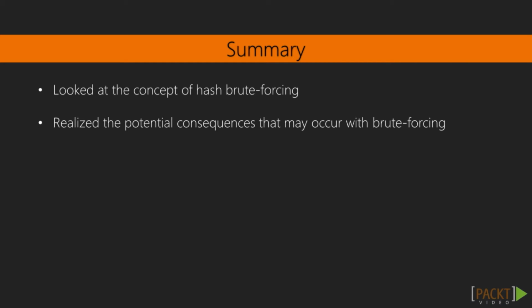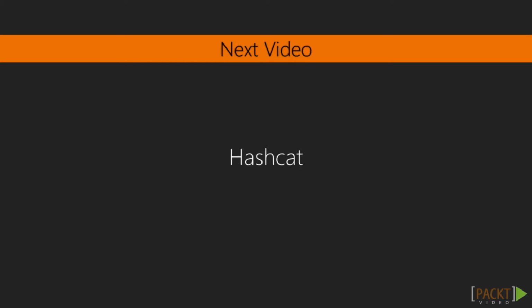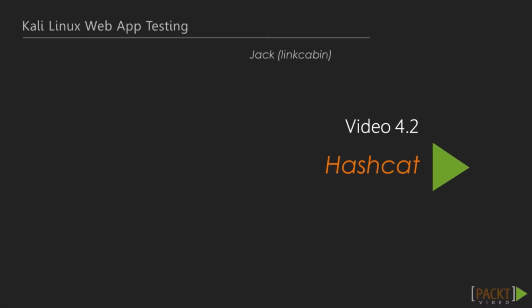Also, we can now realise the potential consequences that may occur within brute forcing. So if they have this information, they could potentially log in as an administrator if they've decrypted a hashed password that was an administrator's, or they could get to another level of access that they potentially couldn't get to. In the next video, we're going to be using Hashcat, and we're going to be cracking passwords by ourselves without the aid of hashkiller.co.uk.